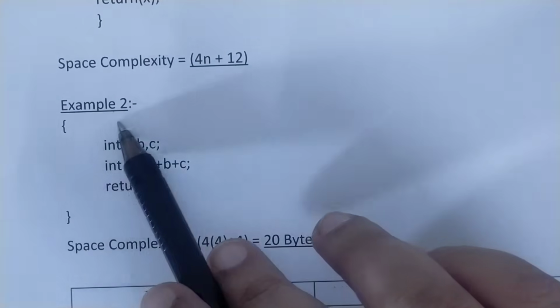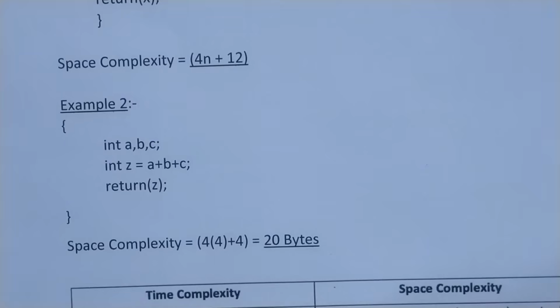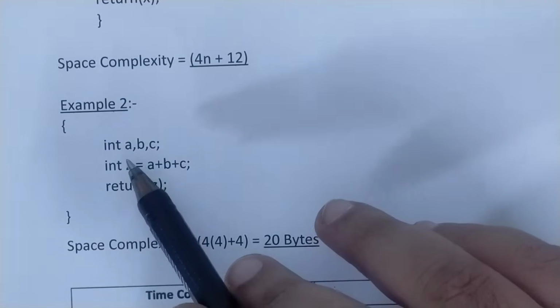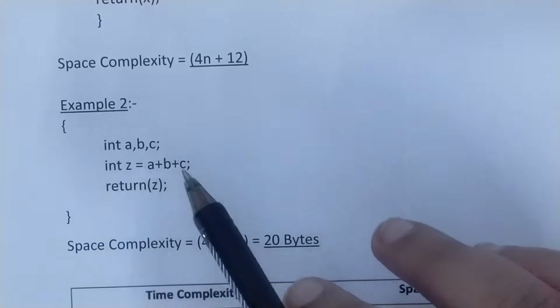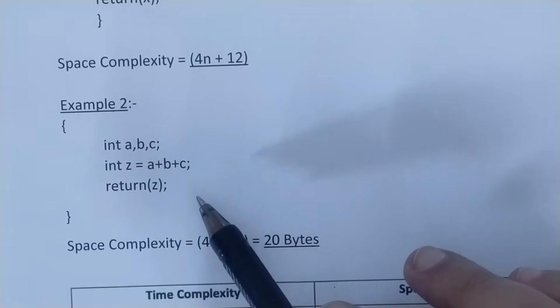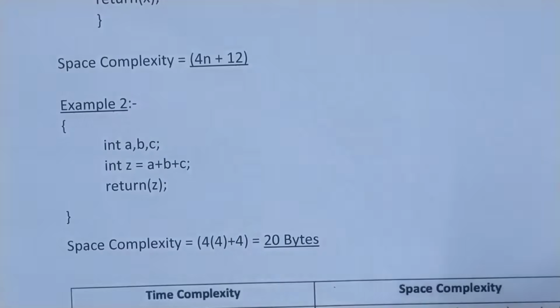In this example, I have written a program to find the space complexity of the program. I have entered 3 numbers A, B, C. I have found their sum and the value is returned back to the user. Here the space complexity of the program turned out to be 20 bytes, as shown below.